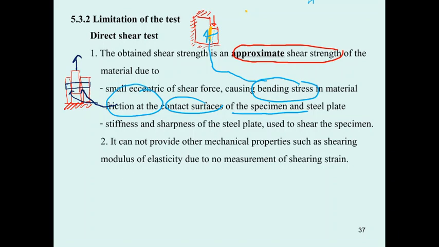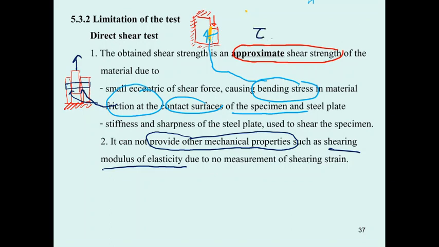The second, this test cannot provide other mechanical properties such as the shear modulus, but we can have the shear modulus of elasticity by doing the torsional shear test. Okay, that means the direct shear test is going to give us a very simple shear strength, usually the tau ultimate, the shear stress at failure of the specimen.